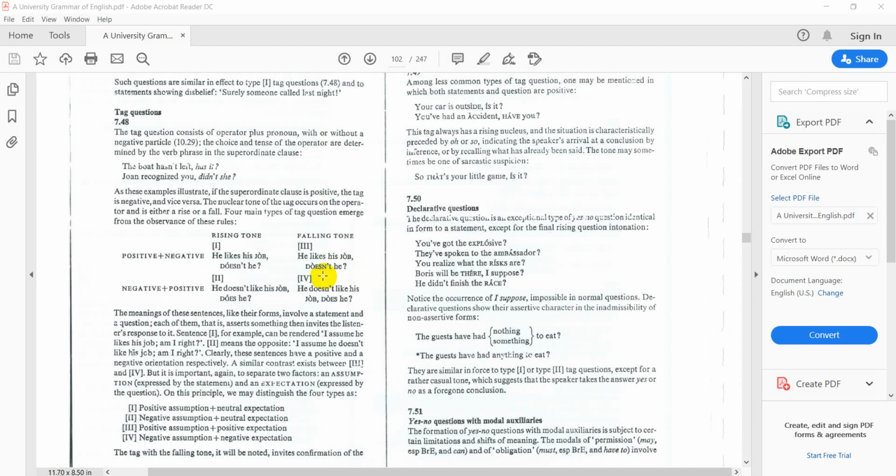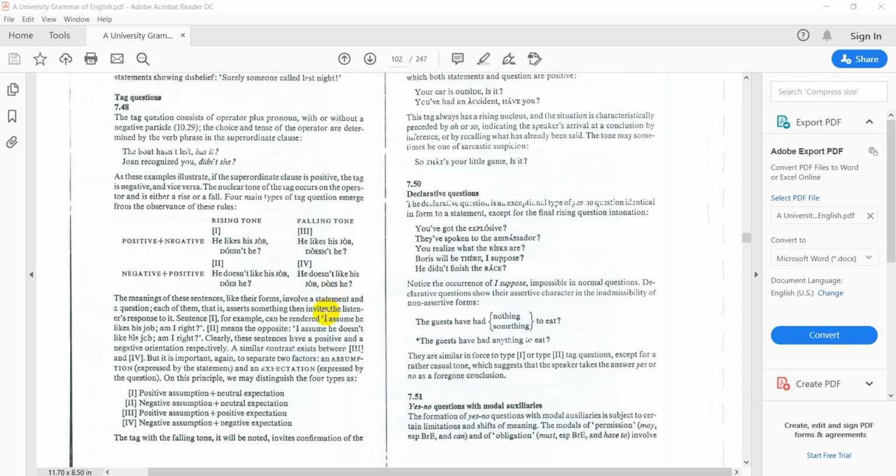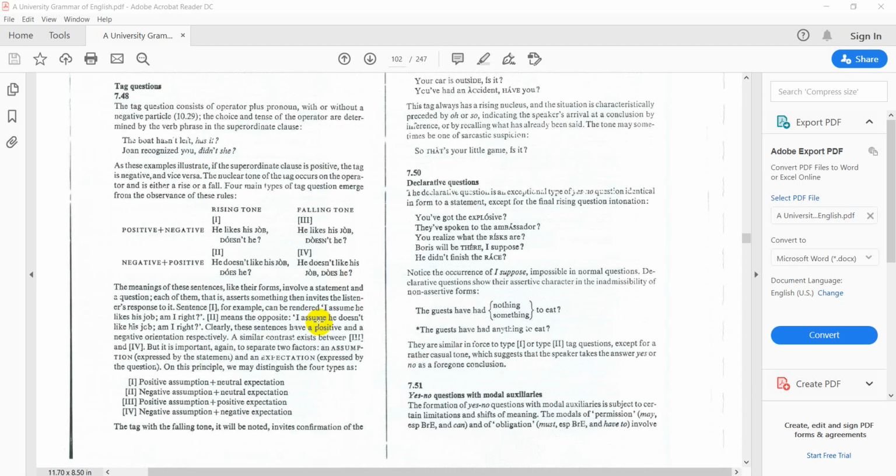Doesn't he? You see, the intonation is falling. So instead of going up, it is going down. Notice the O here and the mark over it. He doesn't like his job. Does he? So as you see, falling intonation. The meaning of these sentences, like their forms, involves a statement. This is the statement.